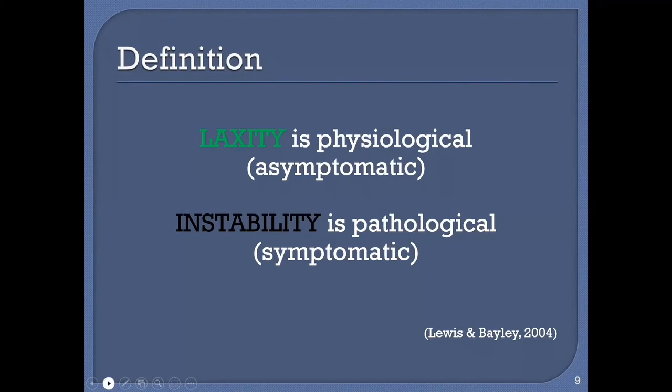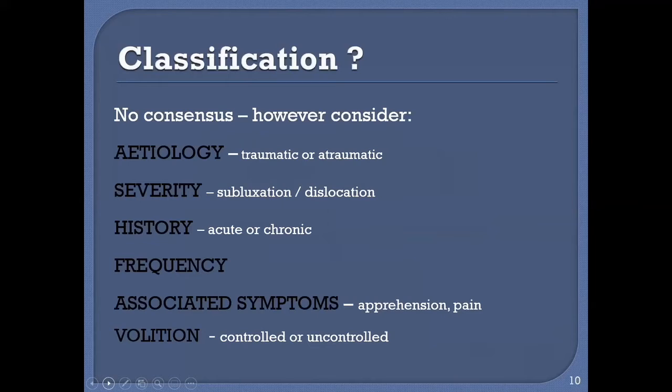before you assess. Classification of shoulder instability is difficult and there is no consensus. However, in the literature, it's important to consider the following things. Etiology: whether there has been a traumatic episode, such as a fall or an injury playing sport, or whether there has been no history of trauma and the patient just describes the shoulder starting to pop or displace, but there's been no injury. How severe it is in terms of subluxation or dislocation. Is the shoulder fully dislocating or just slipping?